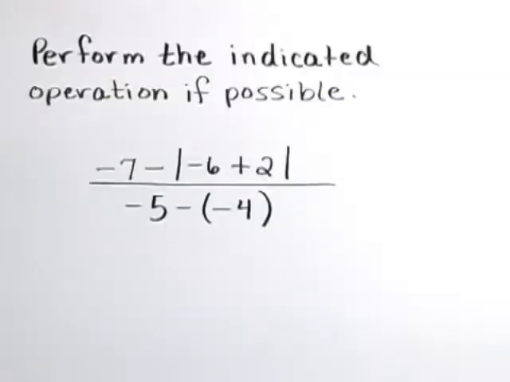Perform the indicated operation if possible. The quotient of negative 7 minus the absolute value of negative 6 plus 2, and negative 5 minus negative 4.